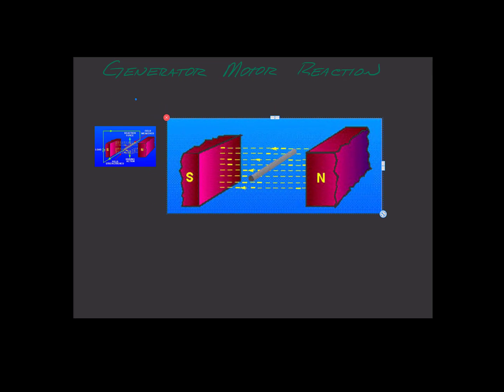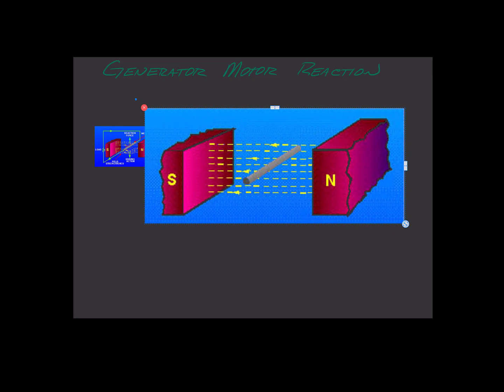The last thing we want to talk about real quickly is generator-motor reaction. So let's take a look at what we've got going here. Now here are our two poles of our generator and one conductor of the armature right here. And we have our magnetism. In this case, it's going left to right. You can see that. And current flows through here.